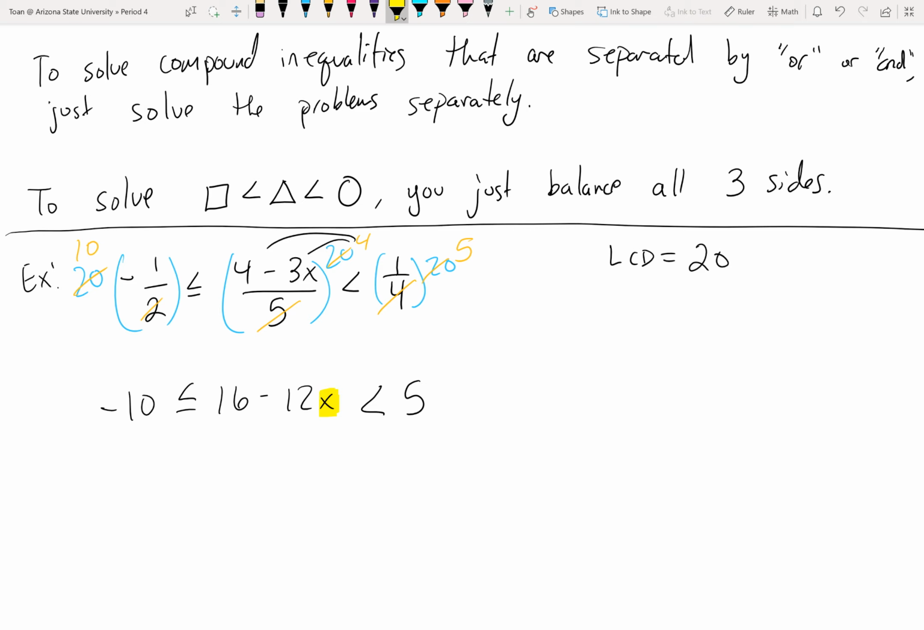Well, I hope it's not too hard. To solve for x, that tells us we need to get rid of the 16 and we need to get rid of the negative 12. So let's get rid of the 16 via subtraction. And notice how I wrote 16 minus 16 on each piece, the left, the middle, and the right.